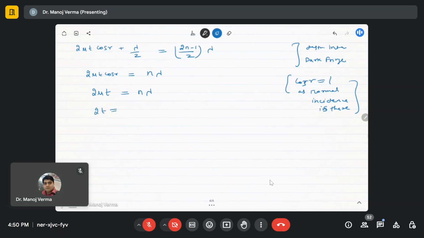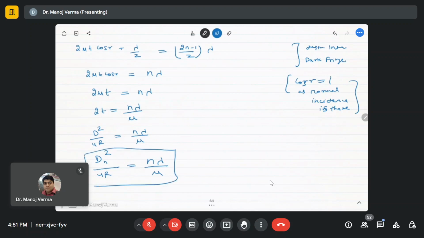So 2t will be equal to n lambda by mu. Again this mu is of air. So this 2t I can write as d square by 4r. D square by 4r is equal to n lambda by mu. So this d I can also write as dn. Dn square by 4r is equal to n lambda by mu. Dn is the diameter of the nth ring, where n is the parameter which is changing.